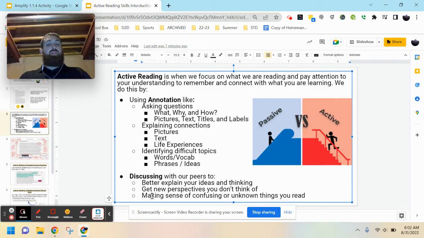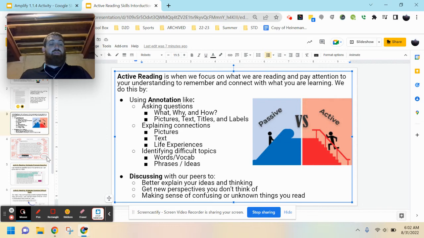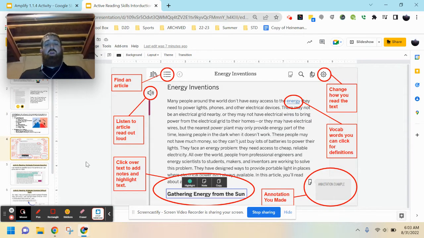And we do all of these things as we're reading. So as we read, we make notes of all of these things. And when we're done, we discuss. So those are our active reading skills. But how do we use them? How do we apply them? How do we go into the article and actually make the annotations? Well, whenever we're in the article, we've first got to find it.